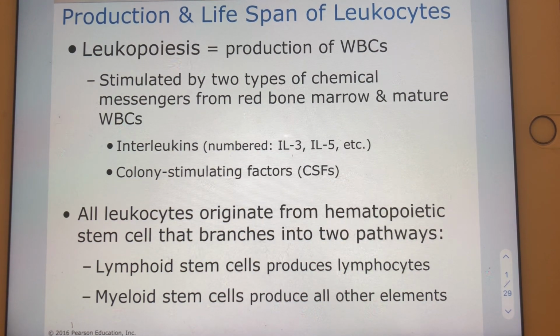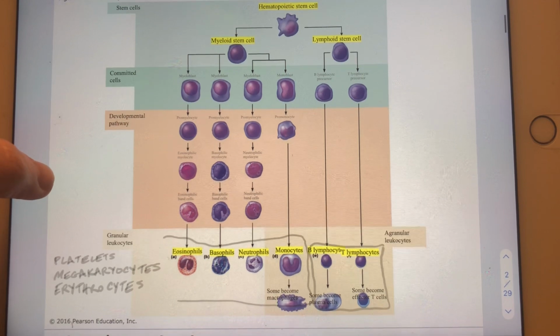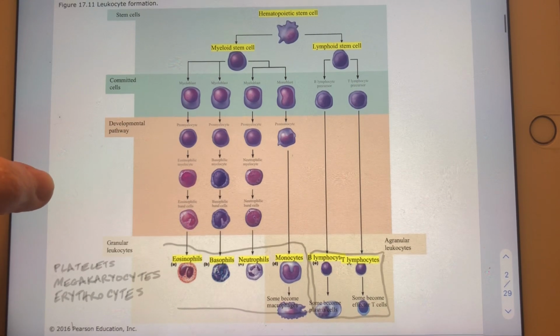And myeloid stem cells are the stem-like cells that give rise to almost all formed elements, and we'll specify which in just a moment. But the lymphoid stem cell line is what gives rise specifically and only to lymphocytes, so B cells and T cells. And if we look at the next slide, this diagram, which initially scares us because it's got so many words and labels.